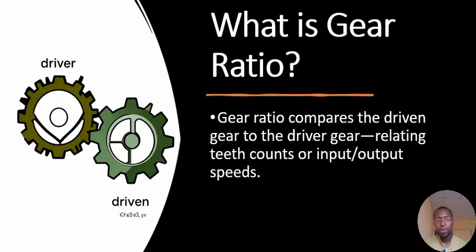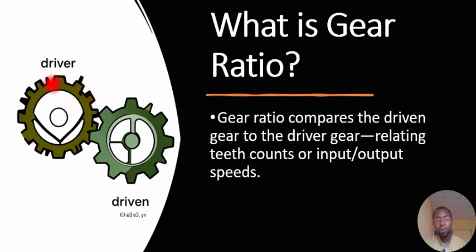So you can see here in this diagram on our left hand side, the number of teeth of the driver gear is most likely more than that of the driven gear. Then when we compare the two of them, we are talking about their gear ratio.